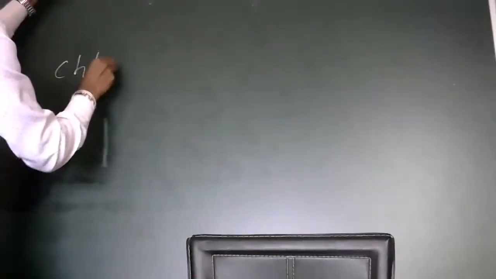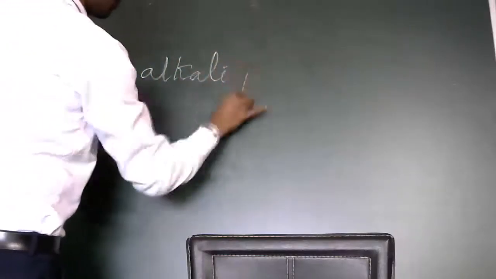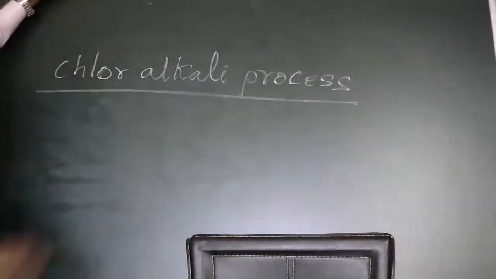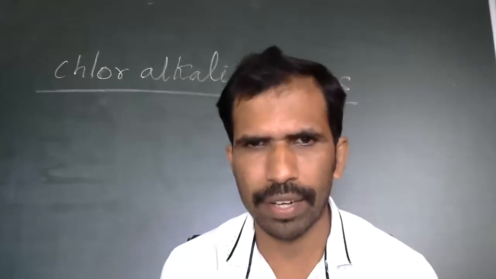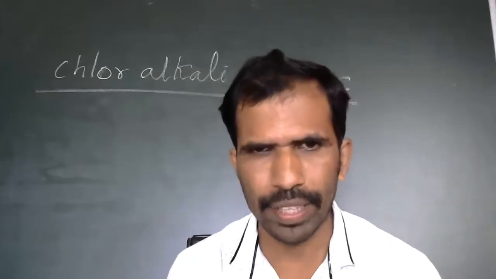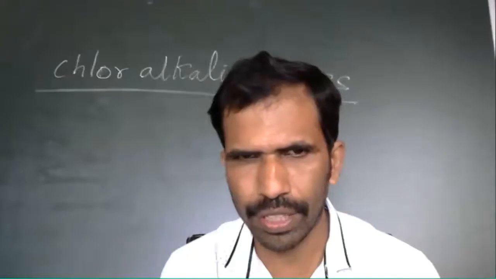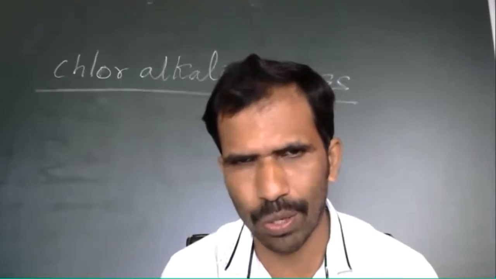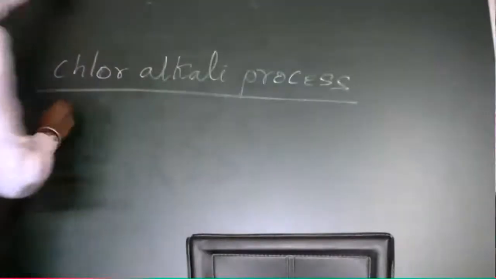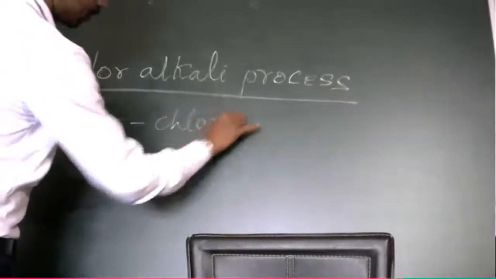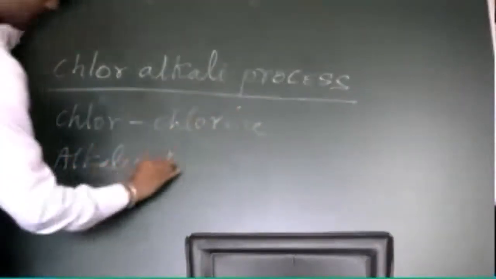Chloralkali process. It is a process in which NaOH is prepared by using NaCl. By using NaCl, we prepare NaOH. That process is called the chloralkali process. In chloralkali, chlor tells about chlorine preparation, and alkali tells about preparation of NaOH.